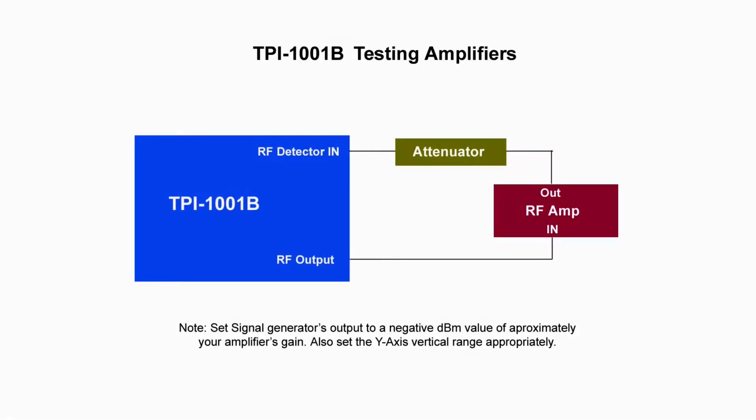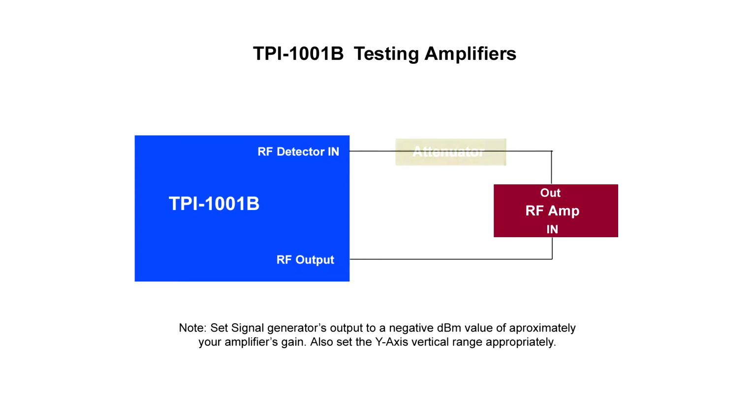Next is testing RF amplifiers. The hookup is straightforward, going between the RF output and the RF detector in. If you don't know the gain of the RF amplifier, it's always good to put an attenuator in it first, so that we certainly do not exceed the +10 dBm maximum input level of the RF detector input.